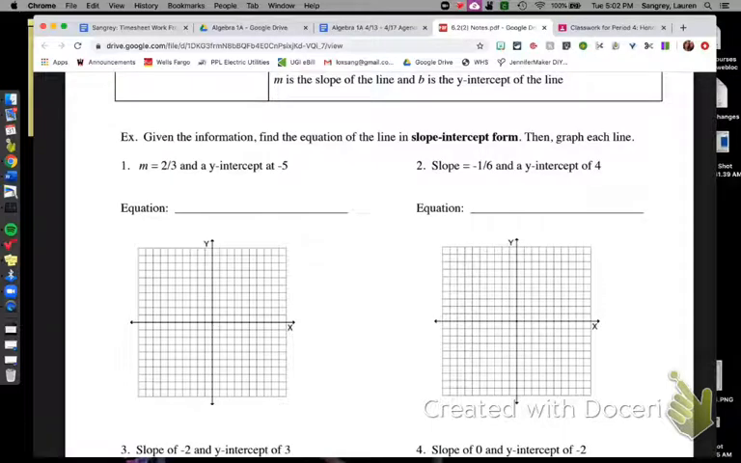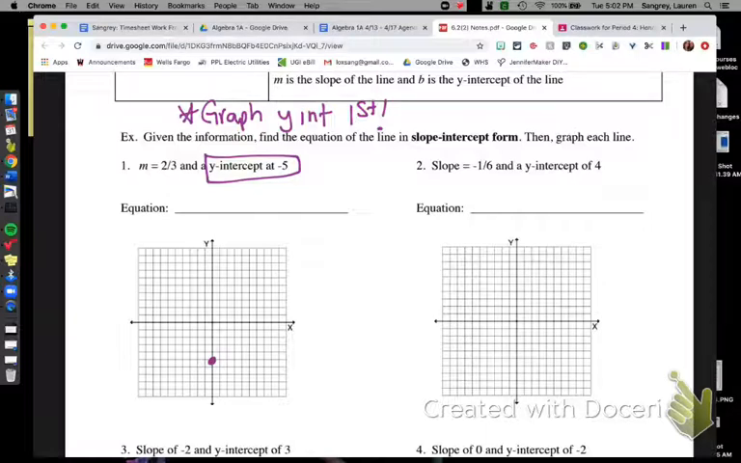So we are given the slope and the y-intercept for each of these problems, and my advice is always to graph the y-intercept first. So we need to find -5 on the y-axis and put a point. 1, 2, 3, 4, 5. That purple point that I just drew is at -5 on the y-axis. Remember, your y-axis is up or down in orange there.